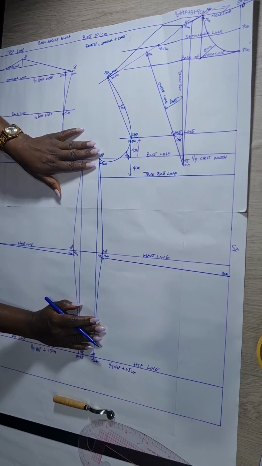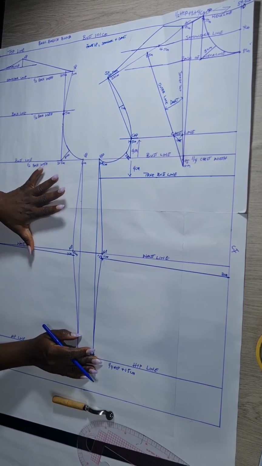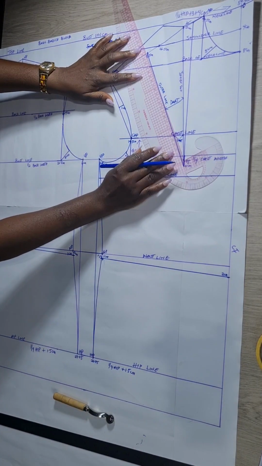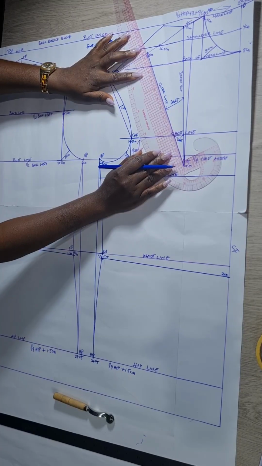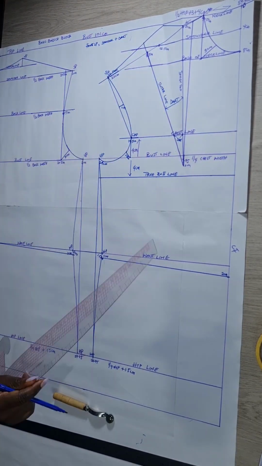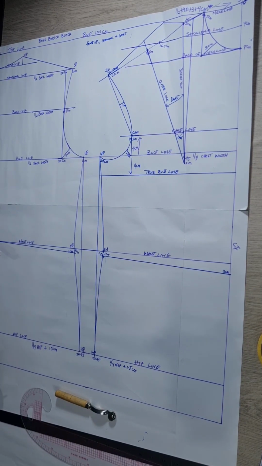This is what the front pattern of the bodice block looks like. This is how it is. You can extend this line, that is your dart line, to this point. So this is what the front pattern looks like. Our next tutorial will be on waist shaping.